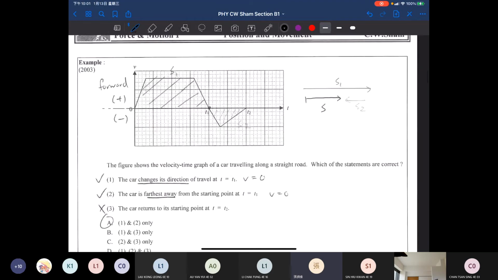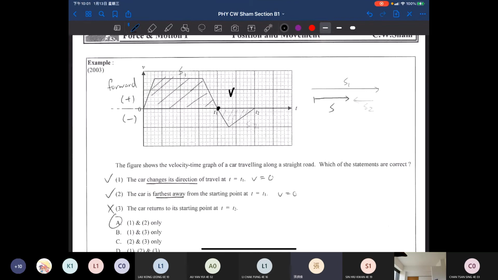graph. Therefore, at this point, the v is equal to 0. Originally, it is moving this way, positive, and then it becomes moving to the opposite side. So this is correct. The car is farthest away from the starting point at t equals to t1. You can see that at this point, S1, the area under the curve, is the displacement traveled.